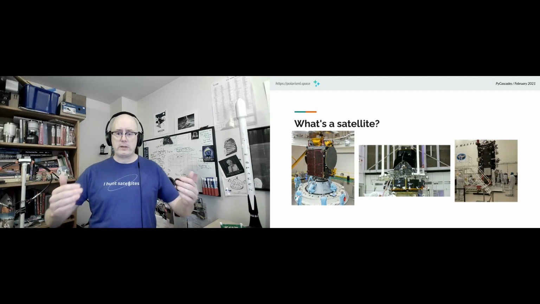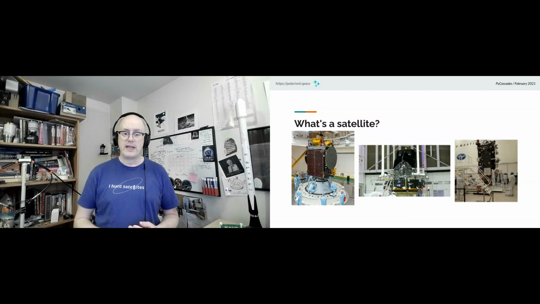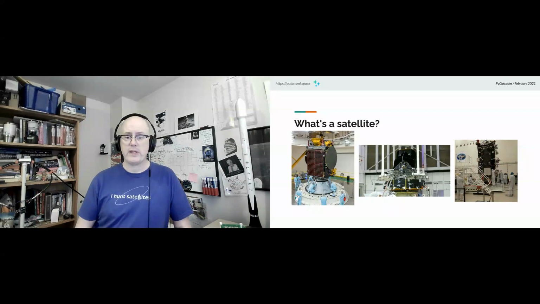Now, these satellites are large. Sometimes it's not obvious. You can see the people for scale there, which is why I picked these photos. But also, they're really, really expensive.